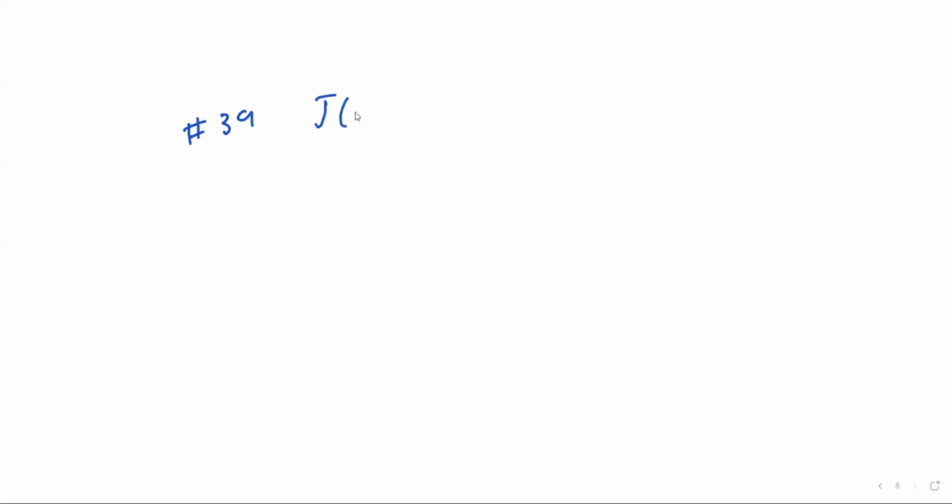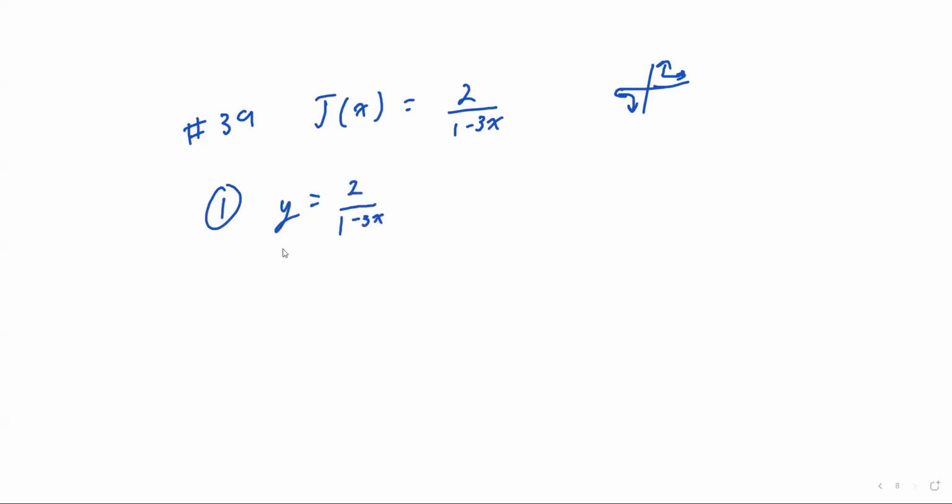So we get j of x equals 2 over 1 minus 3x. This one we do have a parent function of, and its parent function is 1 over x. We know this one. Again, it's going to pass the horizontal line test, so I'm ready to just go ahead and start solving. So I get y equals 2 over 1 minus 3x. Switch my x and my y. And then just like last time, I'm going to multiply by the denominator.